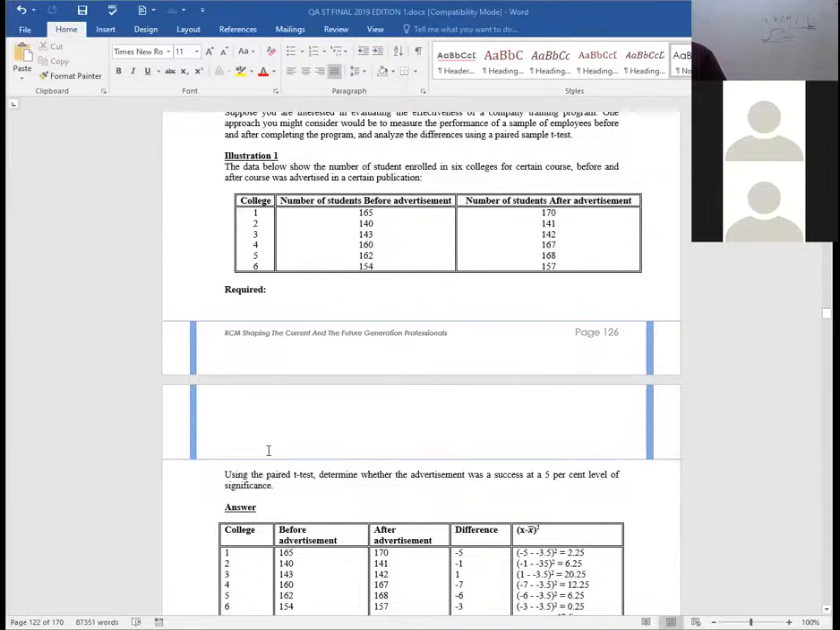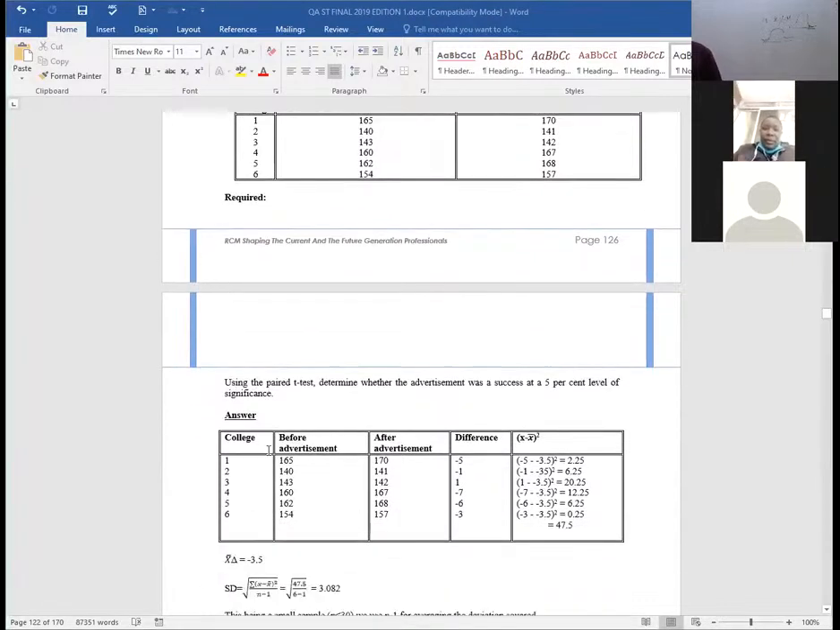Ladies and gentlemen, the first thing that you need to do in any paired t-test, we have these pairs. These are the colleges. We have the students before, and then the other pair talks about students in these colleges after advertisement. The first thing you do in any paired t-test is to subtract the two, so that we see whether there is any difference or not. So you take in this case 165 minus 170. Please give me these differences.